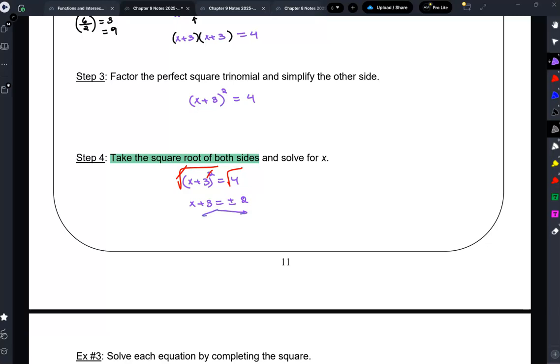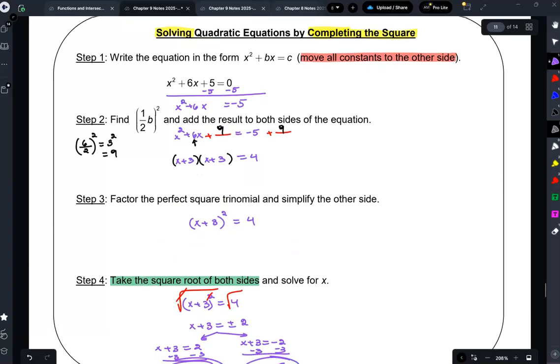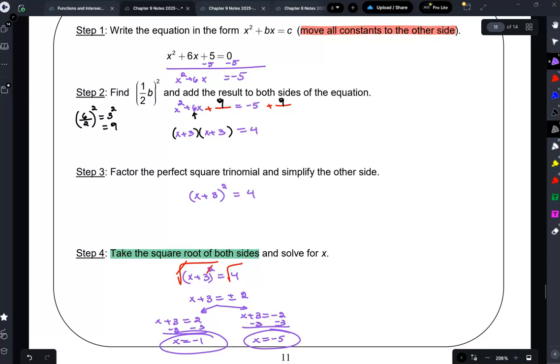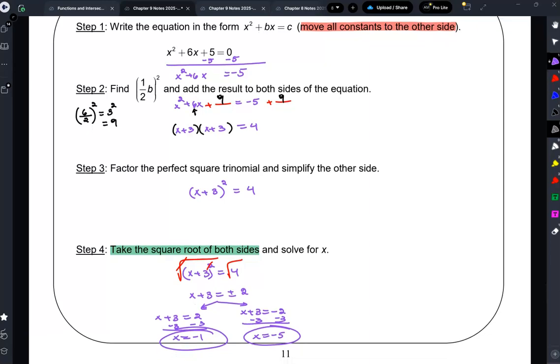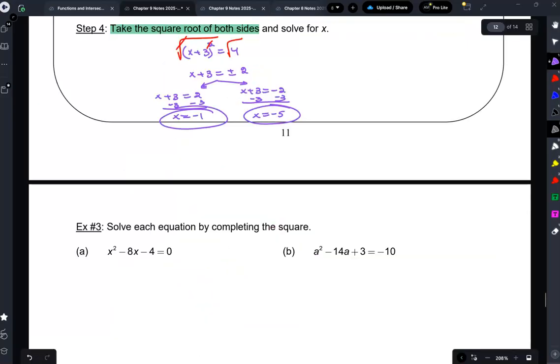Now I separate it into two equations. X plus 3 equals 2. X plus 3 equals negative 2. Minus 3, x equals negative 1. X equals negative 5. Here we go. Okay, so do you see how many steps this process is? On the test, you might have 3 of these, 4 of these, and you have to do them super quickly. So let's do it.